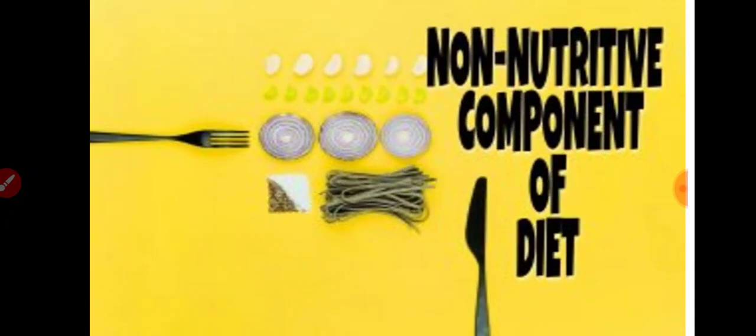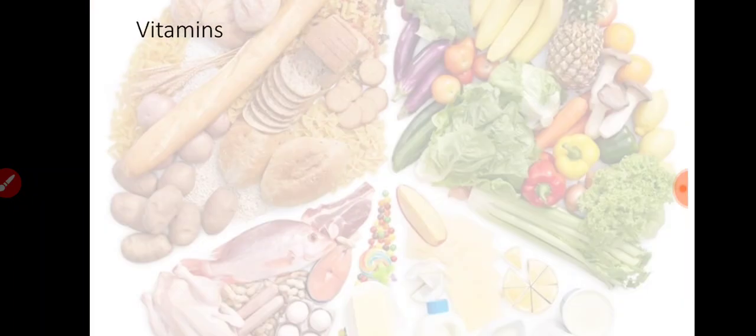Let us talk about the non-nutritive components of diet. The first non-nutritive component is vitamin. Vitamins are complex compounds of carbon. These are required in very small amounts to keep our body healthy. They don't provide energy, but remember, they repair and maintain our various tissues when they get ruptured.